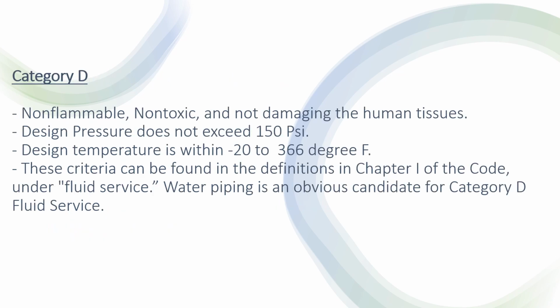Category D is non-flammable, non-toxic, not damaging the human tissue. So it is saying first it is non-flammable, non-toxic, not damaging the human tissues. Okay, these are the properties of the fluid which will flow. We will call it category D. Okay, this is one of the properties.